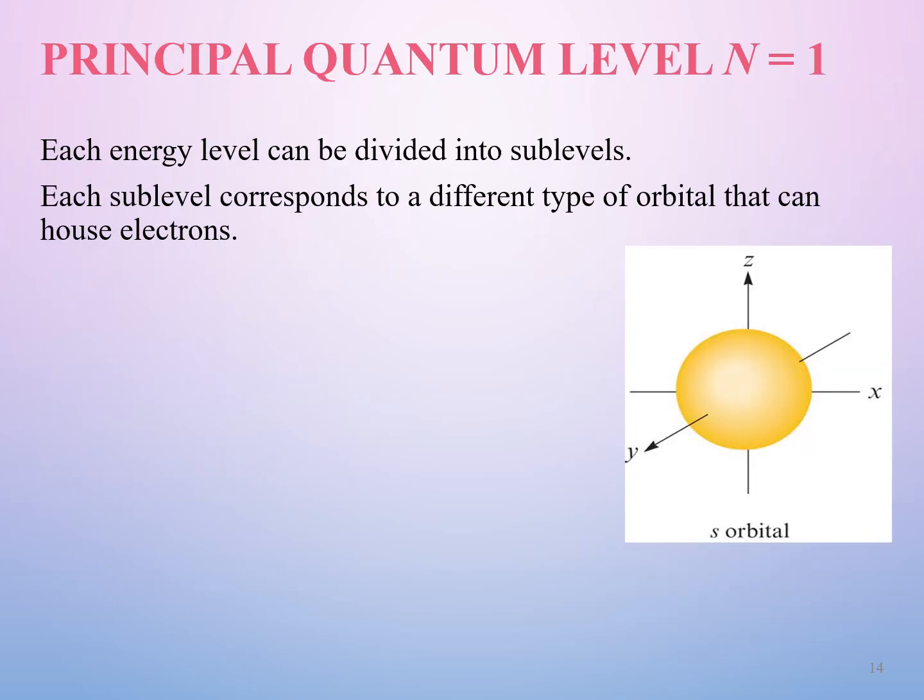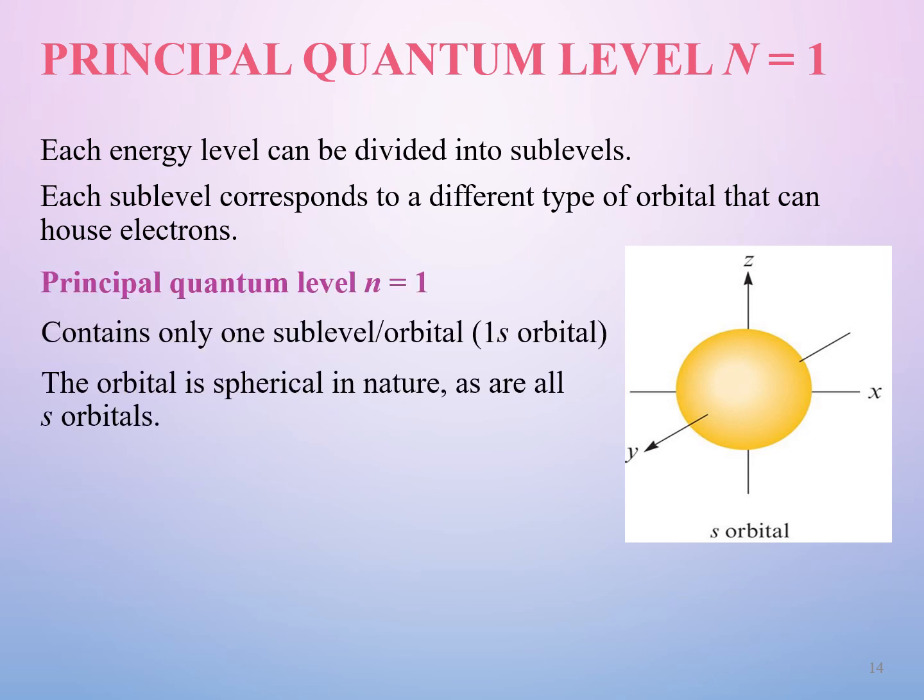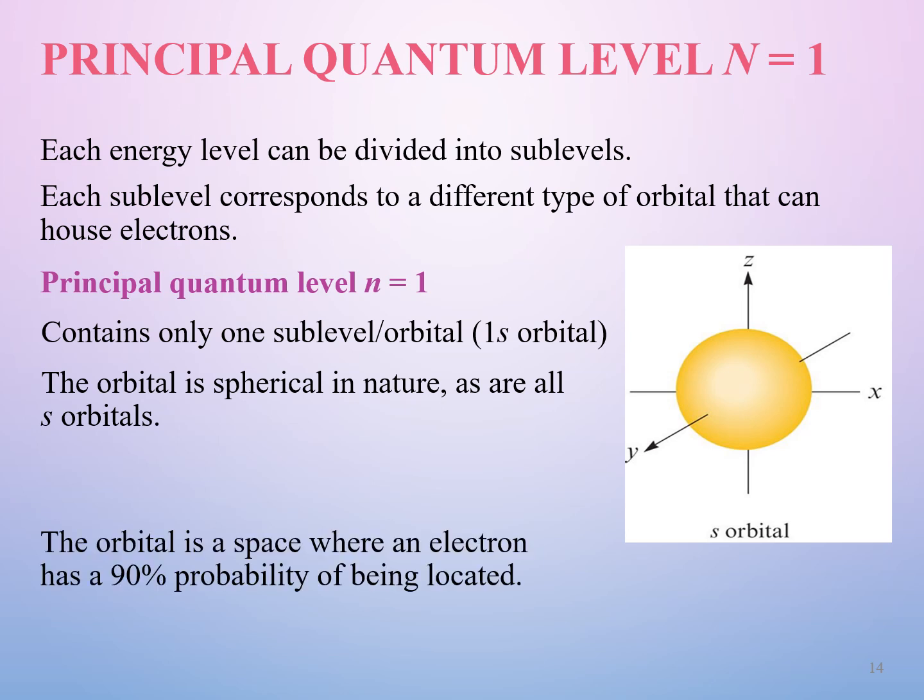So let's talk about the first level. n equals 1. In the first level, we have the 1s orbital. This is where an electron is probably going to be, in this sphere right here. So level 1 has one sphere, and the spherical ones we call an s orbital.